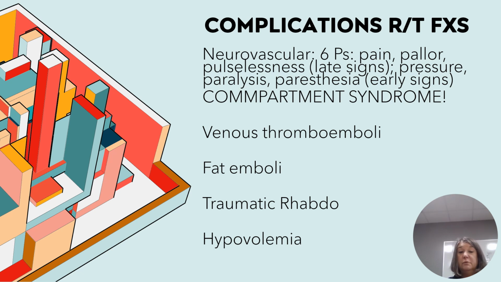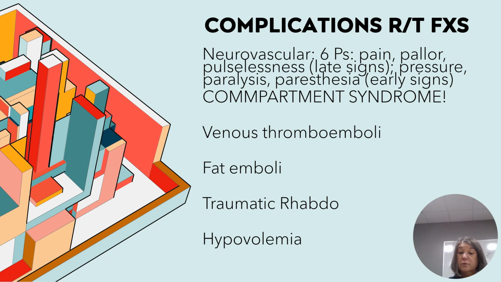Don't forget that rhabdo is also associated with multiple electrolyte disorders like hyperkalemia, hypophosphatemia, and hypo- or hypercalcemia. Hypovolemia is a potential complication due to loss of blood that can occur with fractures, especially open fractures and big bones, right? Like the femur area and all of that.